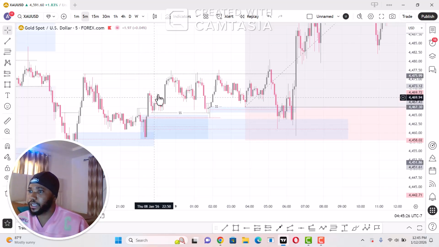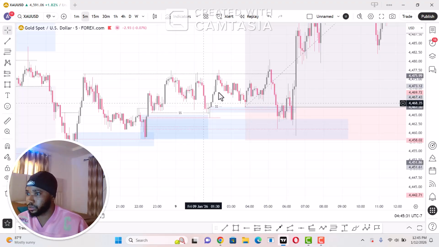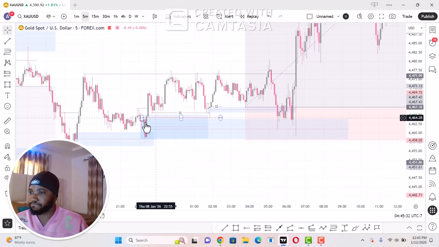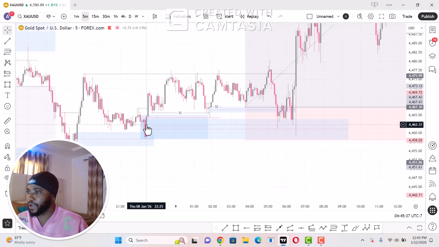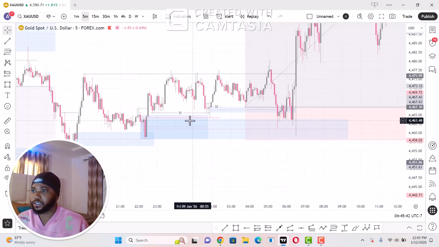When market shifts occur right here, I thought market would keep moving without retracing back. I figure out this order block right here in 5 minutes, this order block, and there's a fair value gap. I saw this fair value gap, and also in 15 minutes, I figure out this order block right there in 15 minutes.